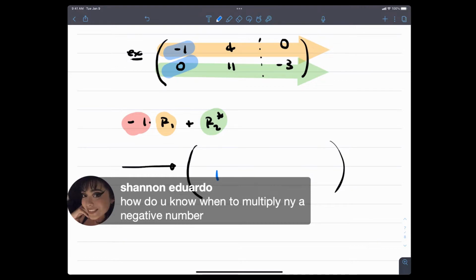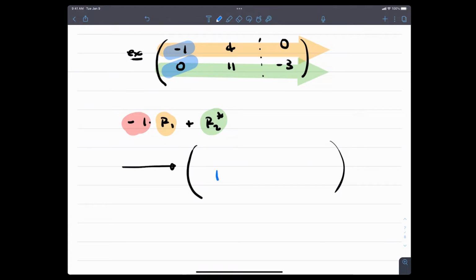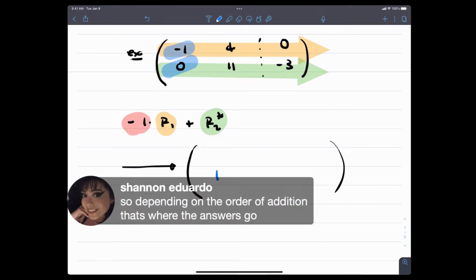Oh, I'm just going through an exercise, Shannon. I'm just giving some examples about how to do arithmetic. We're going to talk about that tomorrow, so stay tuned tomorrow.